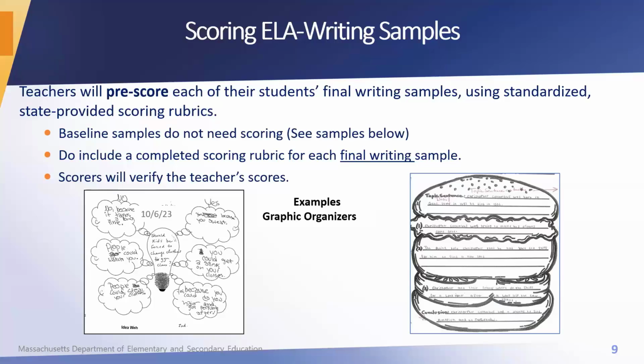So I said you are going to pre-score the final writing sample. We will give you this scoring rubric, so that's what you'll use. But again, you don't need to score the baseline. Here's a couple of examples of graphic organizers. But you do want to make sure that the scoring rubric is completed so that you've filled in all areas, because that's what the scorers are going to look at just to verify your scores.